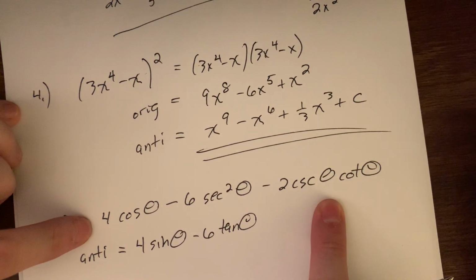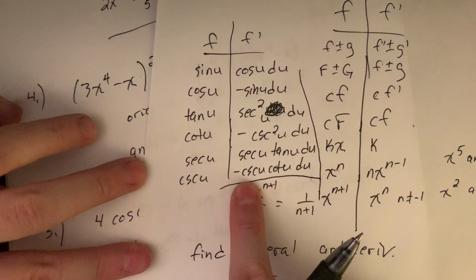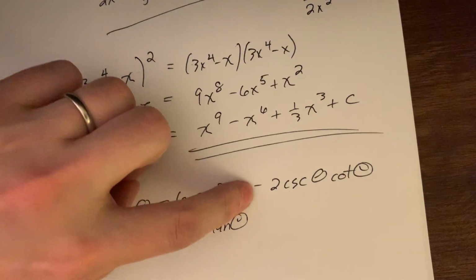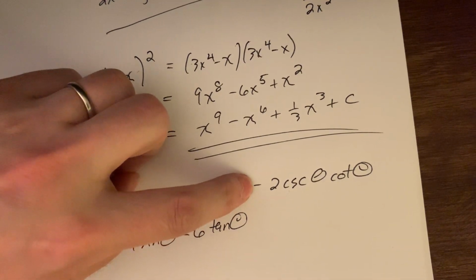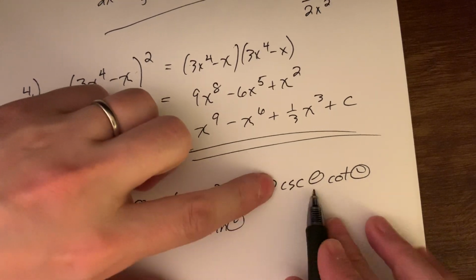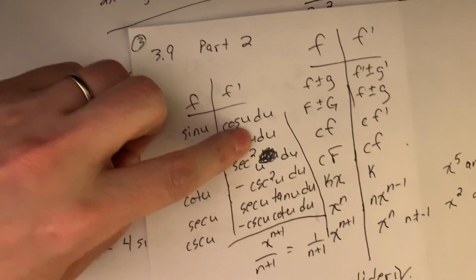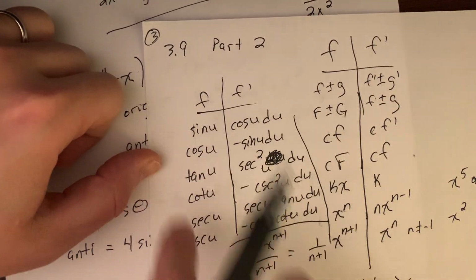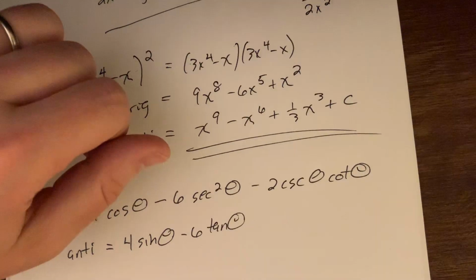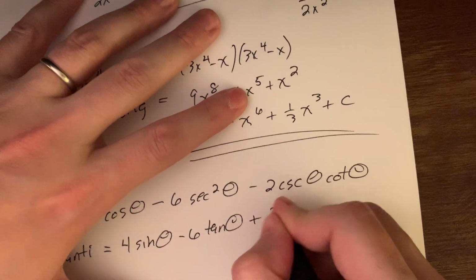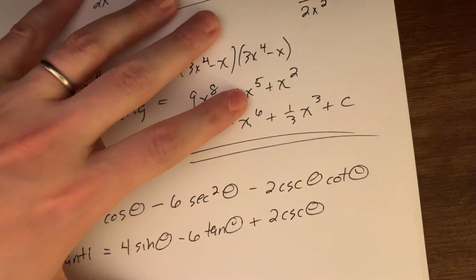This one's a little screwy, because again, negative cosecant cotangent takes me back to cosecant. I need this negative. Or I push the -2 along, and then the anti of this as a positive would be negative cosecant u. The negative has to come up on one side or the other. So two little different ways to think about it, but either way will get us to plus 2 cosecant theta.